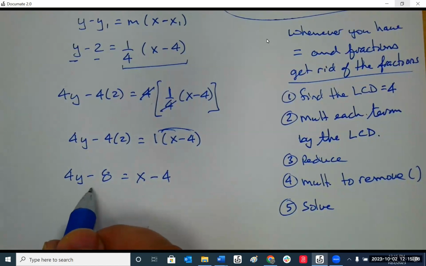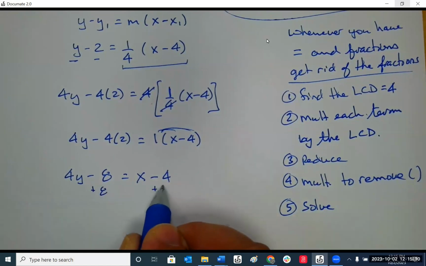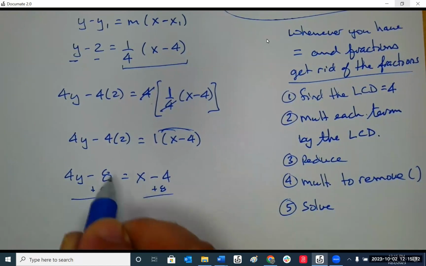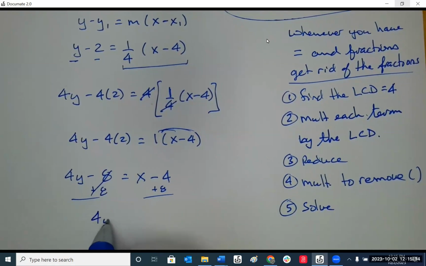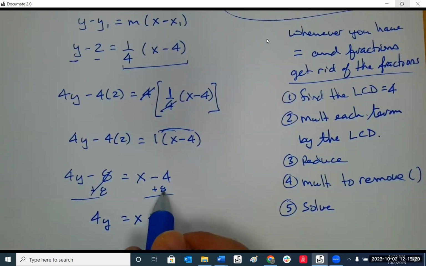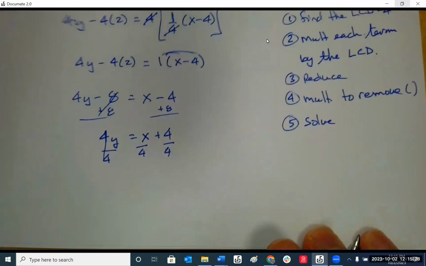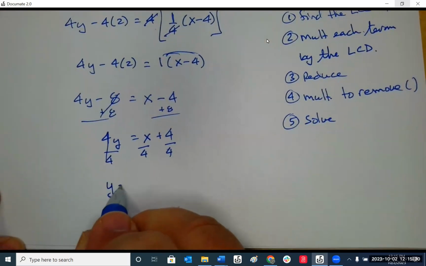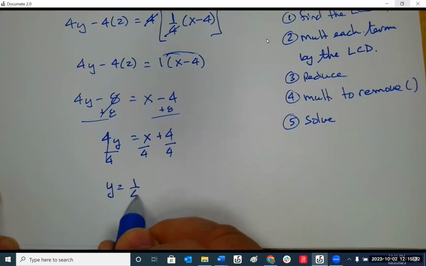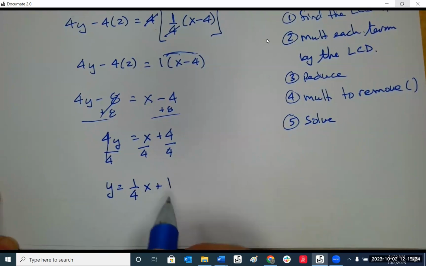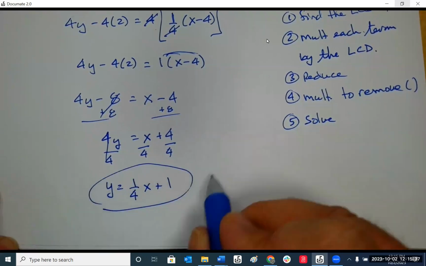So we add 8 to both sides. So 4y equals x. Since 8's bigger, the answer is positive. 8 minus 4 is 4. Divide everybody by 4. And there's your equation.